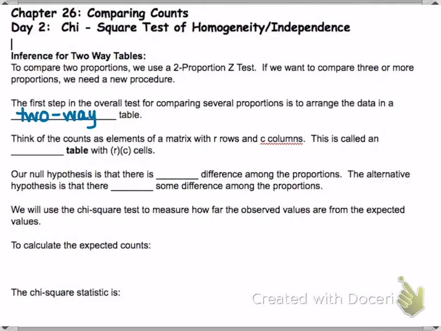So we're looking at matrices, and you're just going to take the counts in the table that you're looking at and put them into the matrix of your calculator. And so a matrix that has R rows and C columns is an R by C table with R times C cells. So a 2 by 3 matrix would have 6 cells in it, 3 times 2. Okay. Our null hypothesis as we do a test for homogeneity is that there is no difference among the proportions.